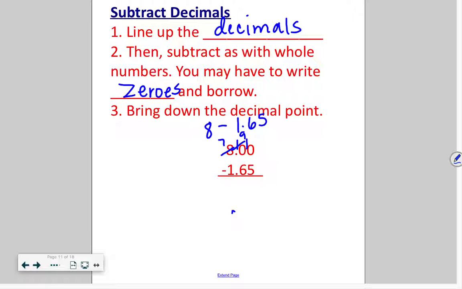Okay? Now, what is 10 minus 5? 5. And what is 9 minus 6? 3. Bring down your decimal point. What's 7 minus 1? 6.